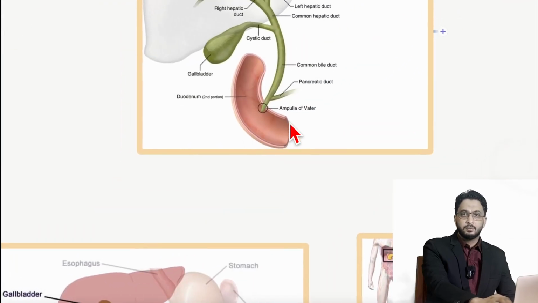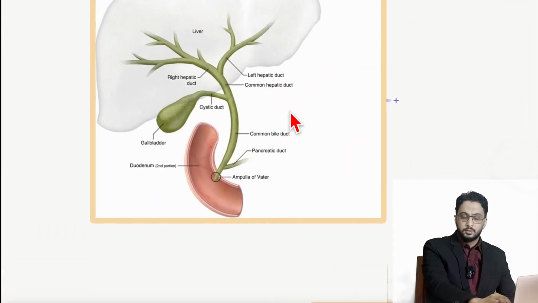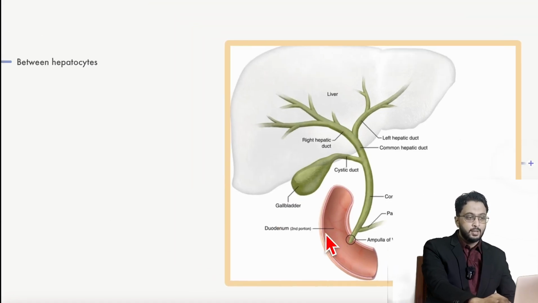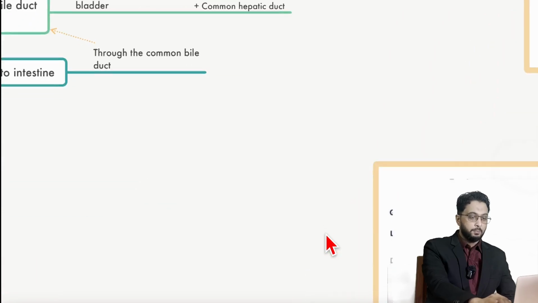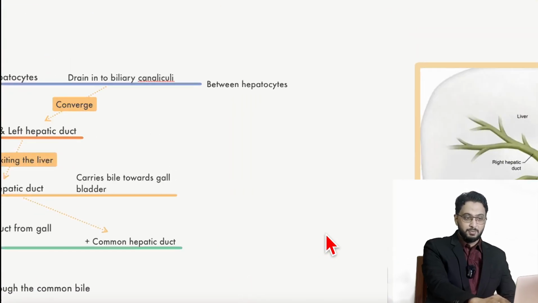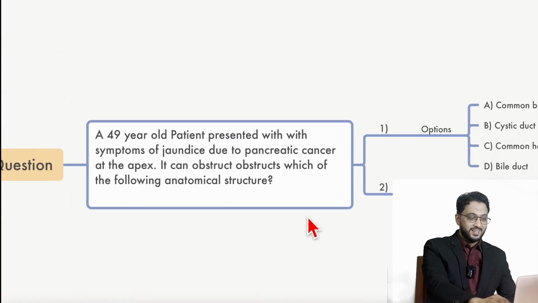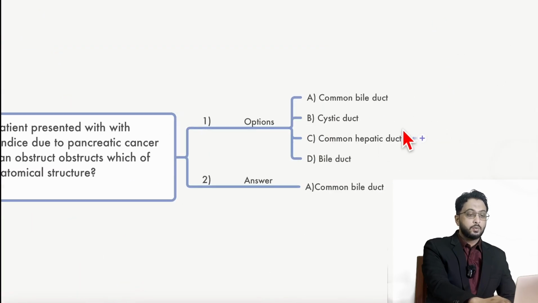What is going to happen? Bile contains bilirubin, as well as other substances, but definitely the more dangerous is your bilirubin. It goes into the circulation. What happens is jaundice, and this is how you get this problem. Now we have solved the problem of the question, that is, which structure is obstructed. It is the common bile duct.